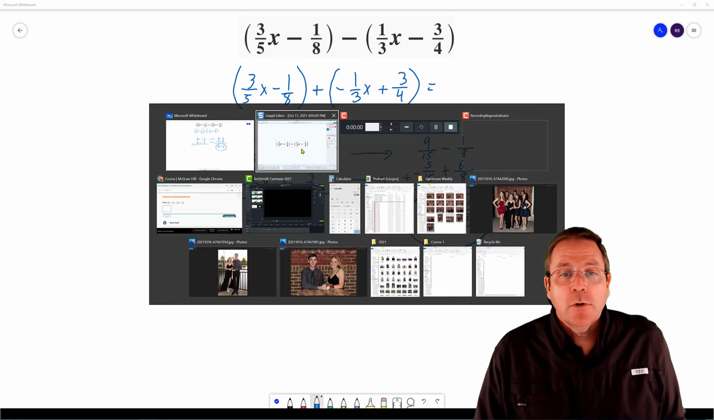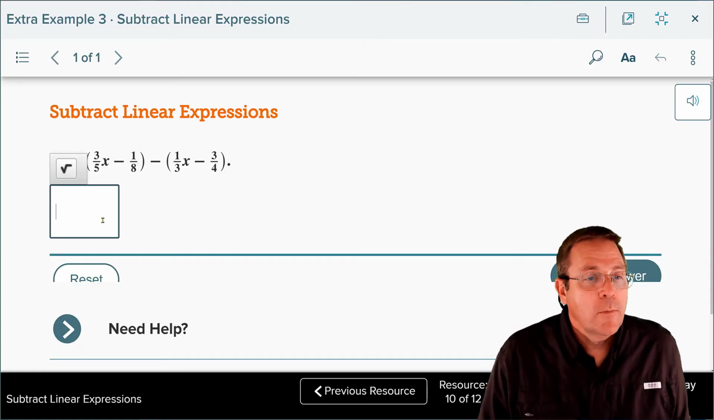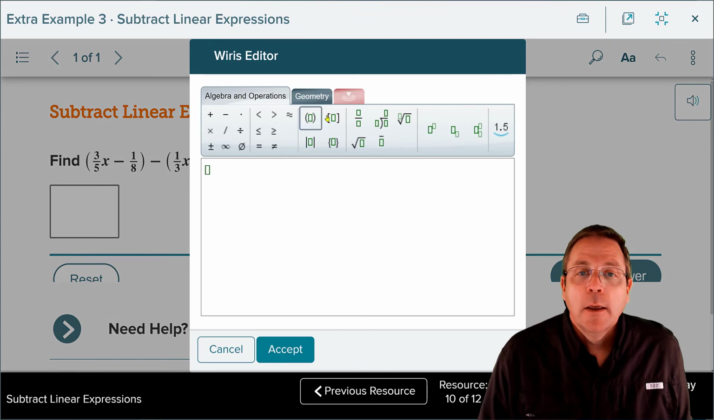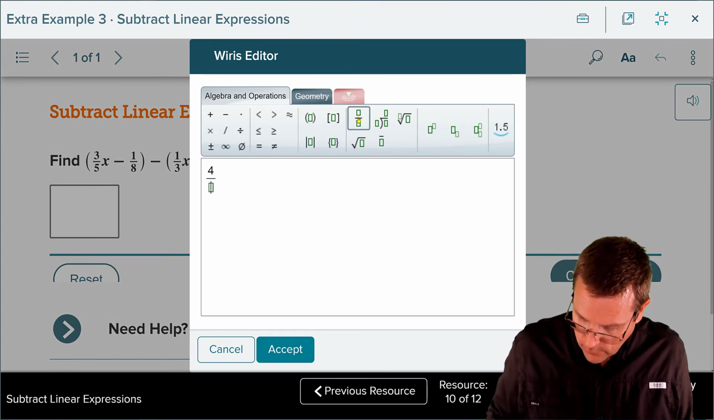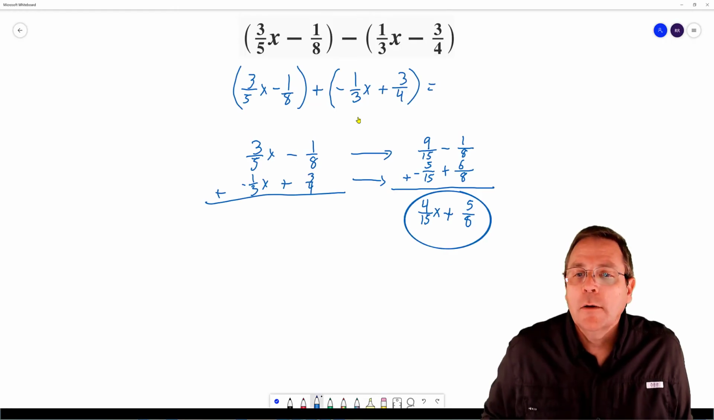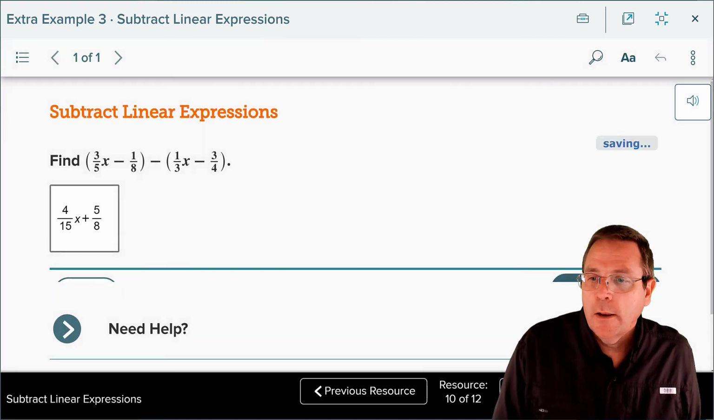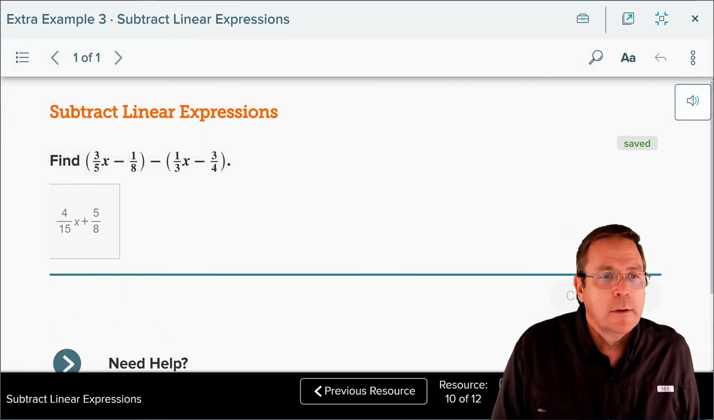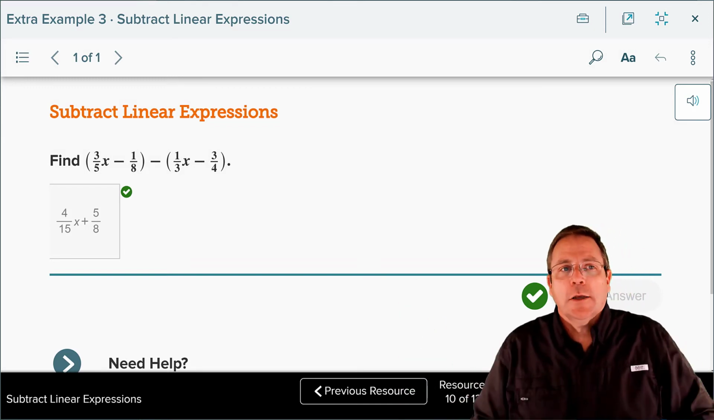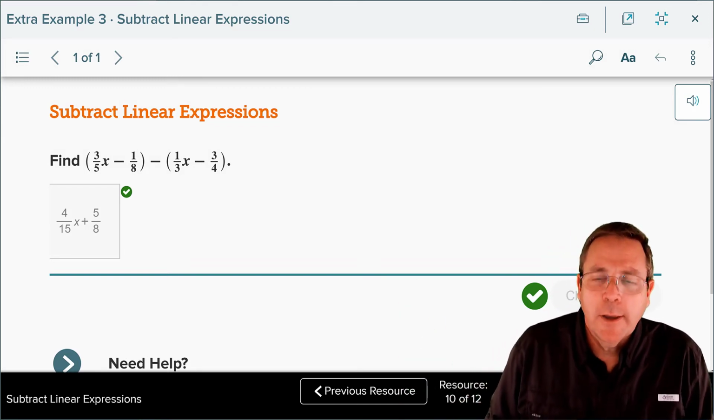Everything's in simplest terms, so let's go back over here, and we're going to type in a fraction, 4/15x plus 5/8. So hit another fraction, 5/8, accept, and check. And check, and our answer checks. Everybody's happy. Everybody gets a car.